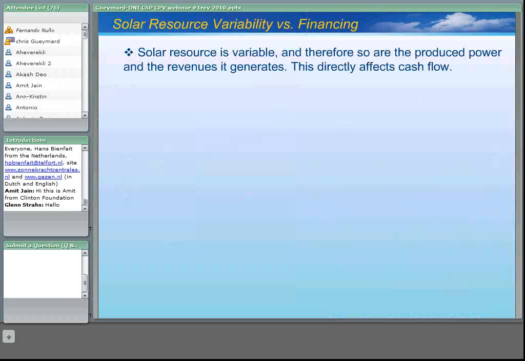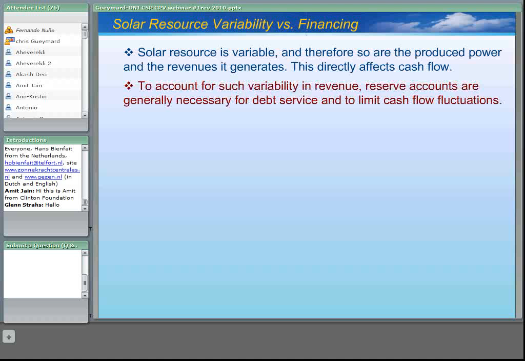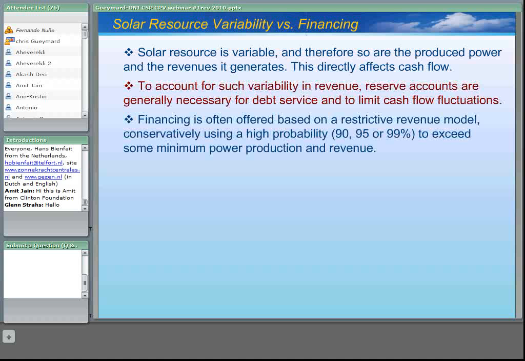Now, the connection with the finance world. So far we have been looking at the technical side of this. The solar resource is variable, and obviously this affects a lot of things, but in particular this affects the cash flow of any project. So the variability in revenue means that reserve accounts are to be made for debt service and avoid problems.